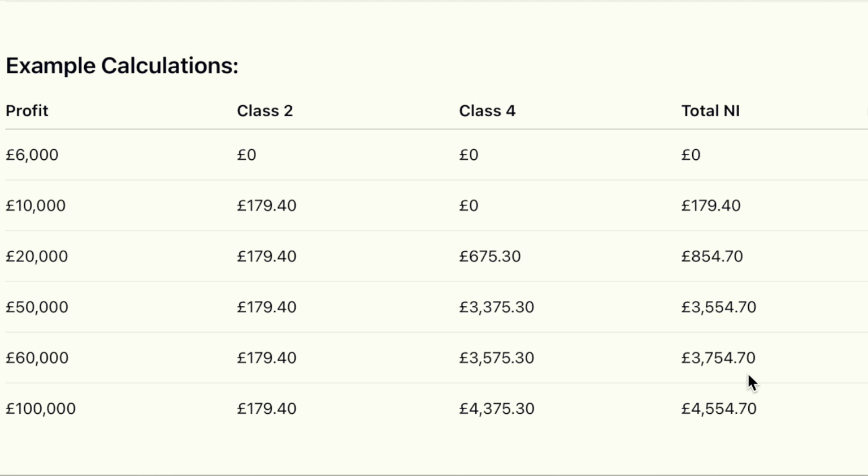And progressively as you go up, your Class 2 will stay pretty consistent because you're paying £3.45 per week for the whole year, so no matter what your profit level is, this will always stay the same. But it's actually your Class 4 that will continue to rise, because you'll pay 9% up to a certain point, and then you'll pay 2% above that.